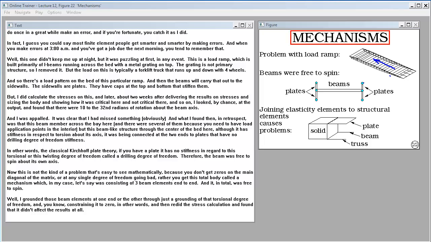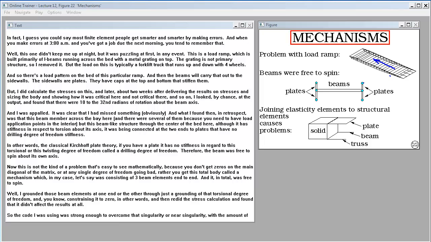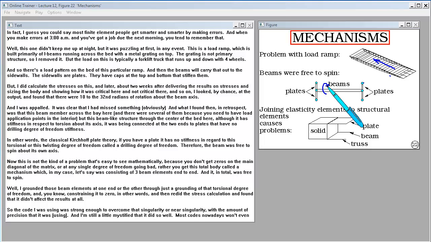later, about 2 weeks after delivering the results on stresses and sizing the body and showing how it was critical here and not critical there and so on, I looked by chance at the output and found that there were 10 to the 32nd radians of rotation about the beam axis. And I was appalled. It was clear that I had missed something, obviously.